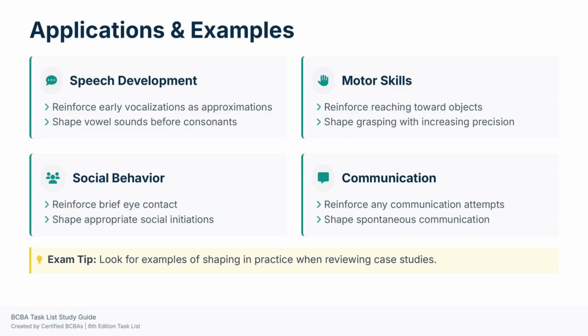In speech development, we may reinforce early sounds before expecting full words. In motor skill training, we may reinforce reaching, then grasping, and later more precise manipulation. In social behavior, we might begin with brief orientation toward another person, then reinforce eye contact, then simple initiations, and eventually fuller interaction. In communication training, we may start by reinforcing any communicative attempt and later require clearer, more independent, or more functional communication. These examples show that shaping is highly flexible and broadly useful in practice.